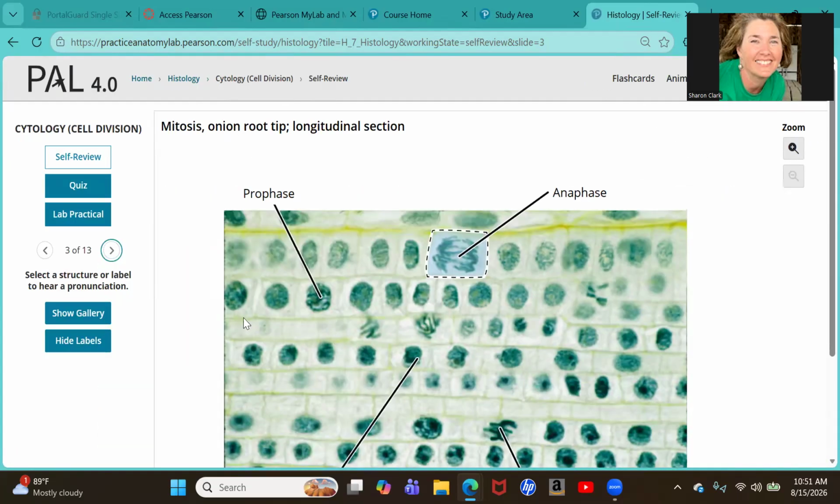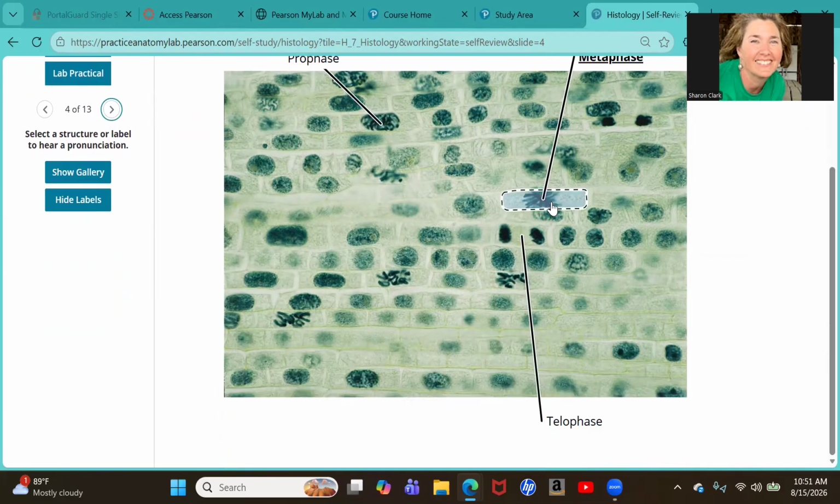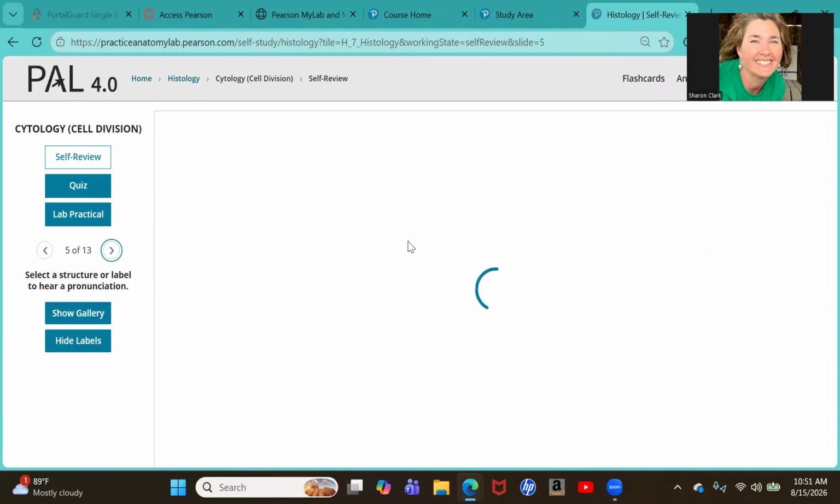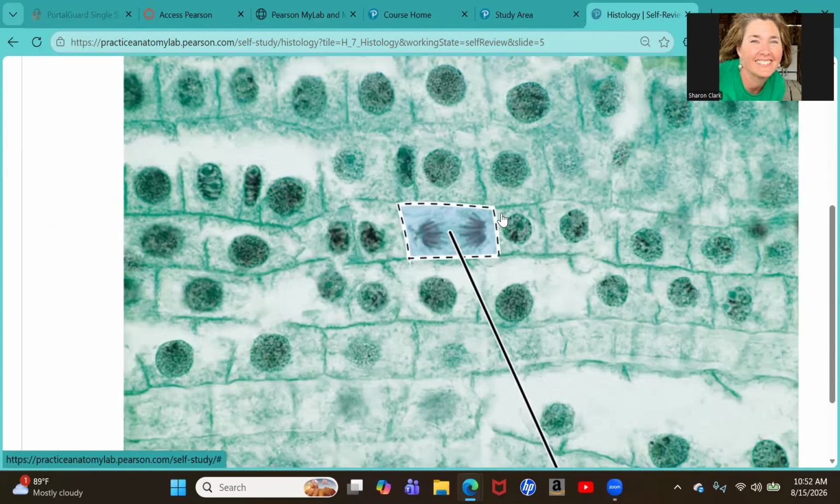Let's look at another example there. Okay, you see metaphase here. And let me see if I got, yeah, here's a good one. Clear anaphase right there, pulling apart.